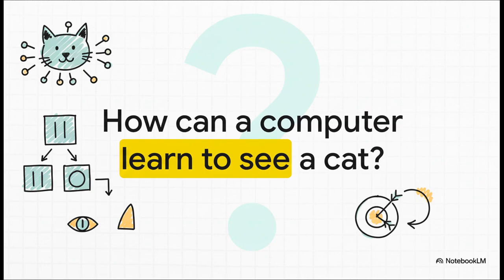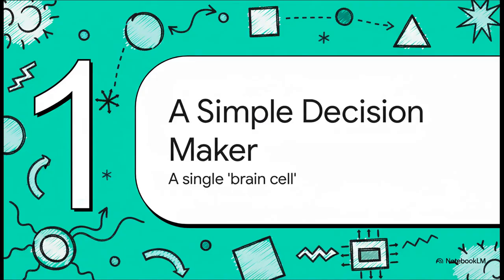So we're going to build this whole thing from the ground up. And we're going to do it by focusing on this one deceptively simple question. How in the world can you teach a pile of code to look at a picture and know, yep, that's a cat? All right, to answer that, we have to start small, like really small.